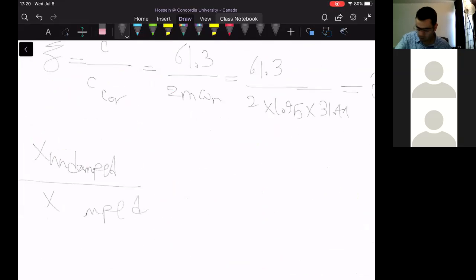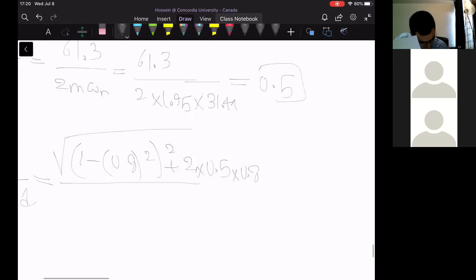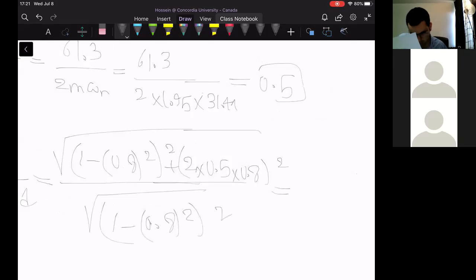So you have R and zeta. Therefore, this ratio can be easily obtained as the square root of (1 minus 0.8 squared) squared plus (2 zeta R) squared, divided by 1 minus R squared, which is equal to 2.44.